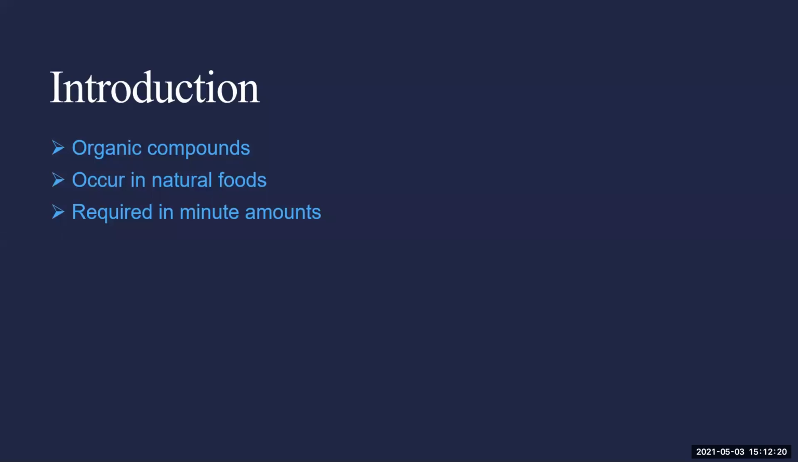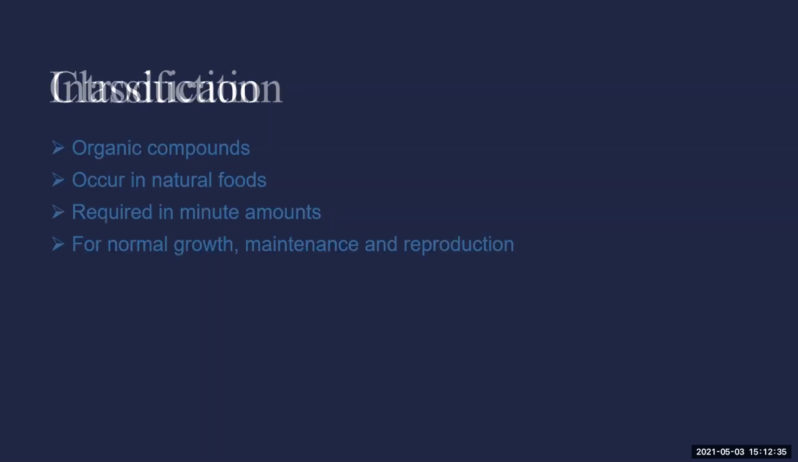So these go into the category of micronutrients, which are very useful for normal growth, maintenance, and reproduction. So basically, normal functioning of the body. For that reason, we require vitamins. So how do we define a vitamin? It is an organic compound which occurs in natural food, required by our body in minute amounts for normal growth, maintenance, and reproduction. That is how we define a vitamin.